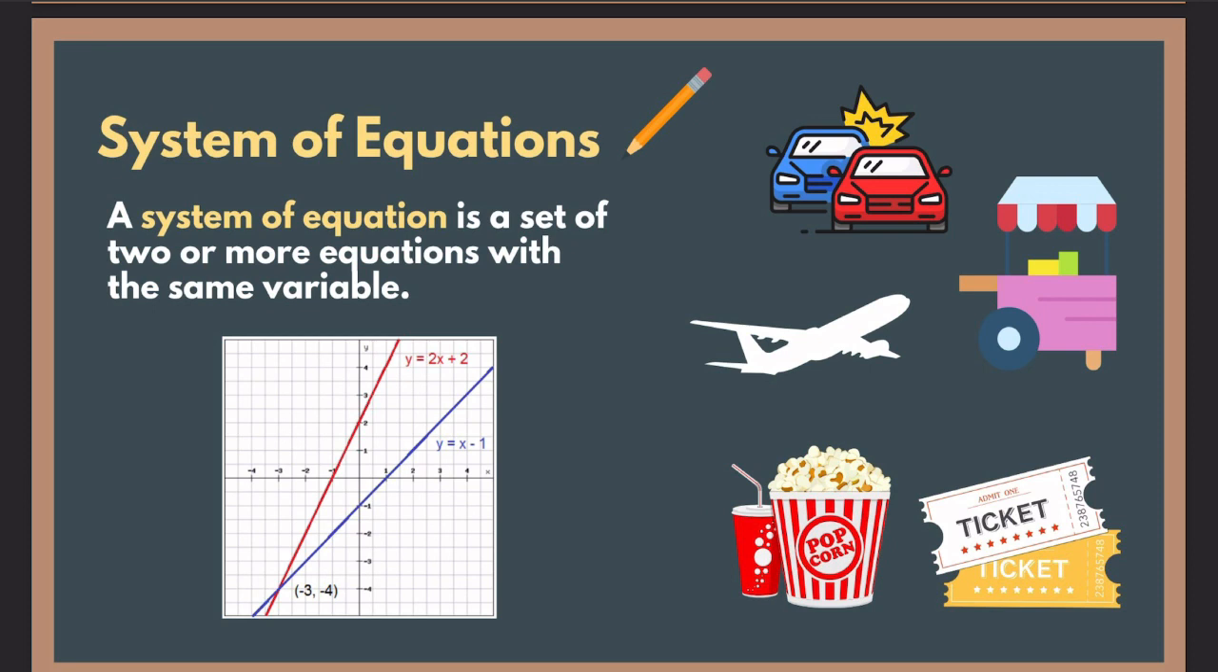Some real-life examples of systems of equations involve finding out where two cars will collide, where two planes collide, how many adult tickets and children tickets you've sold, or how many popcorns and soda cans you've sold.